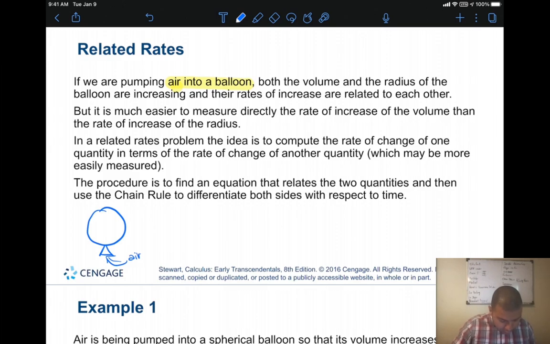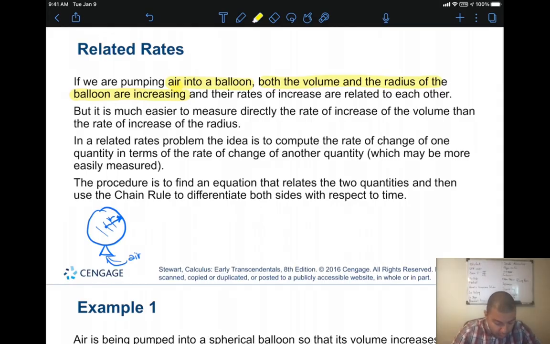Both the volume is increasing because more air is going in, right? And the radius of the balloon is also increasing. So both quantities are increasing, and these have to be related to each other, because the more volume you need, the more radius you need, and vice versa, right? The more radius you have, that means you added more volume to make the balloon inflate. So there is a relationship between these two, and the related rates problem is to find the relationship between these two. Okay, that's what it is.